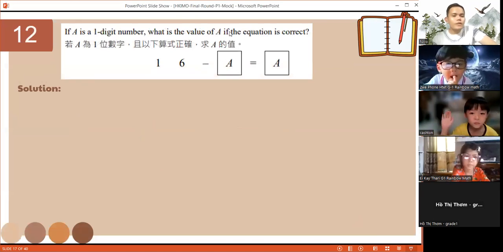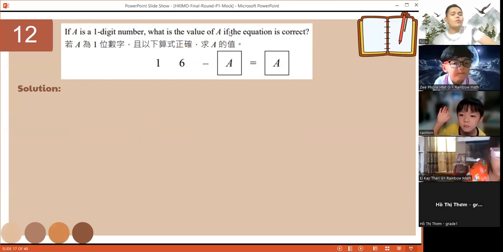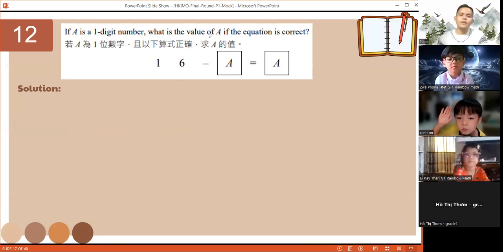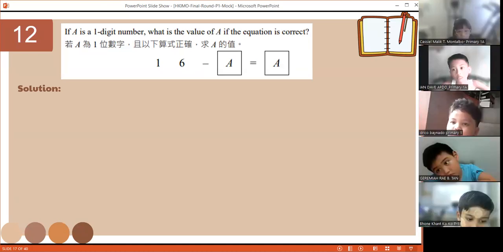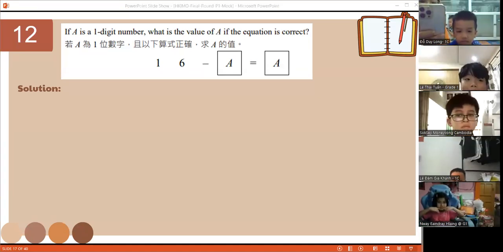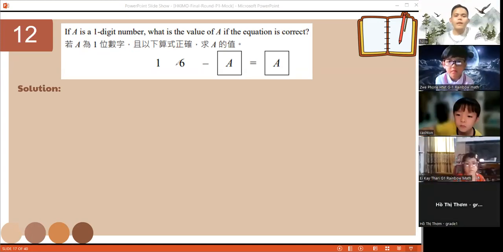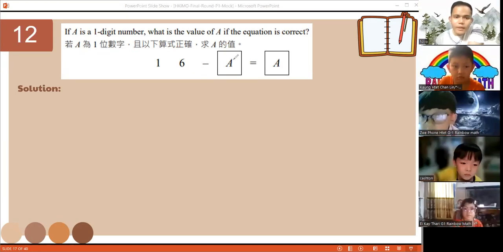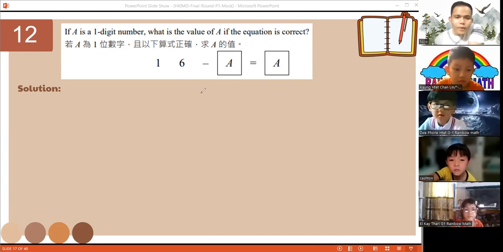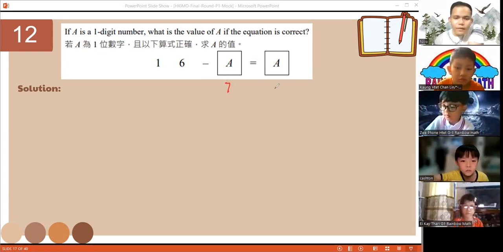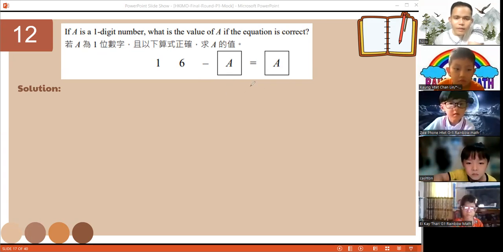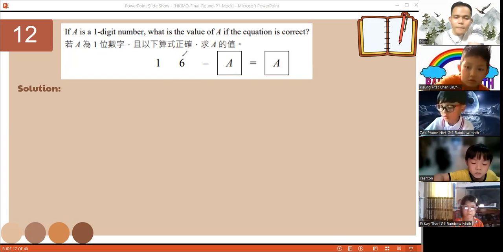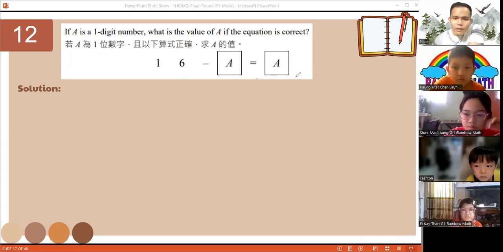If A is a one-digit number, what is the value of A if the equation is correct? So meaning, when A is subtracted from 16, okay, you raise your hand, Kashton. The A should be the same number. Very good. So the A here must be the same number, right? For example, if this is 7 here, then this should be 7. If this is 1 here, then this is 1. So we must find a way that if this is 16, we subtract it with A, we'll get A.